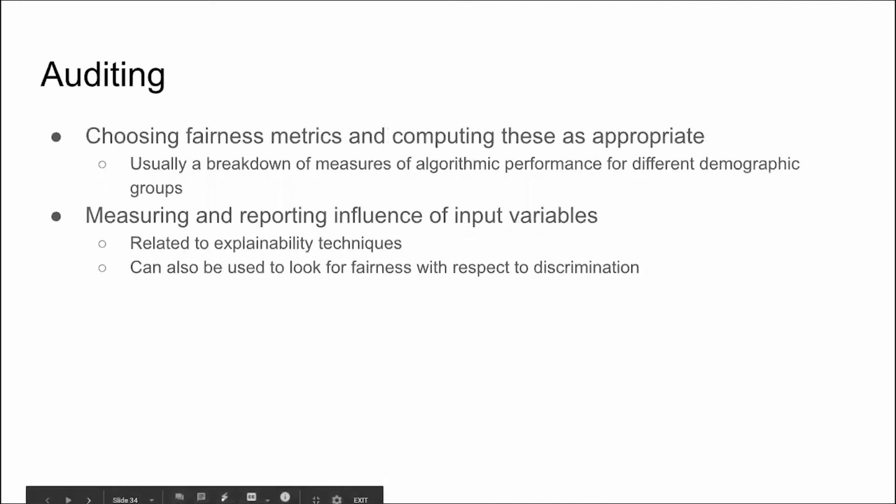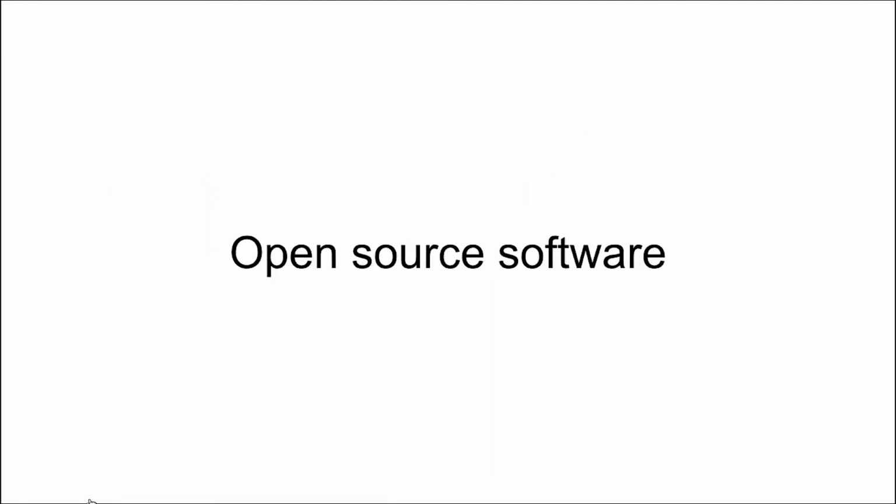And then, of course, you have auditing. In this case, you choose a fairness metric and compute these as appropriate, or you measure and report the influence of input variables. These are two tactics people take for auditing. Okay, so now that we've done a whirlwind of fairness interventions, concrete ways that you can take action to make your products safer and fairer and more reflective of the world as you would like it to be, how do you build these? Well, here's some open source software.